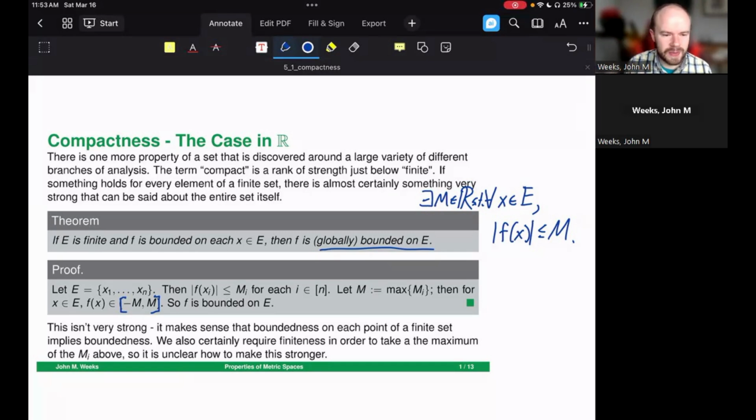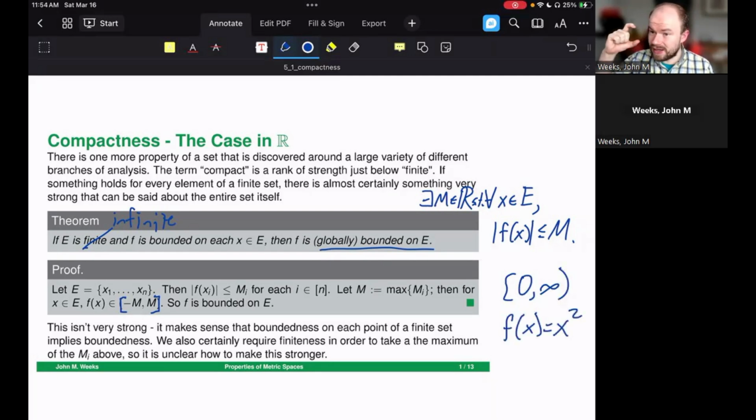If we had tried to generalize this to an infinite set, it doesn't seem like this sort of thing would work. If I just said if E is infinite and then tried to say the same theorem, I see no reason for this to be true, right? You could say, okay, well, I'm going to take the set 0 to infinity, and I'm going to take a look at f of x equals x squared, for example. This function is going to be bounded on each and every single point that I might choose. In fact, the function f is just whatever that value is at each and every point. But it is definitely not globally bounded. It goes off toward infinity. So this kind of gives us a little non-example in the infinite case.